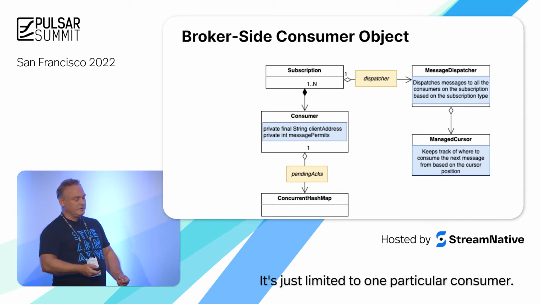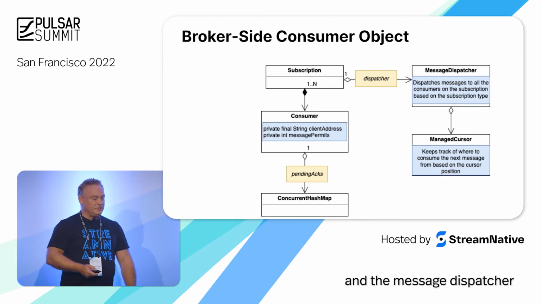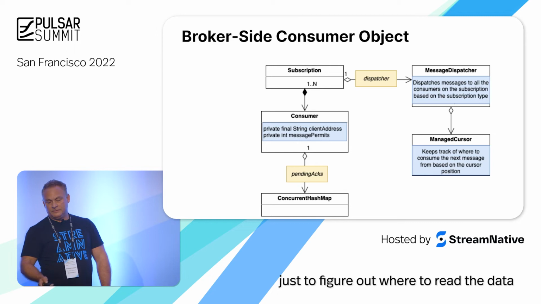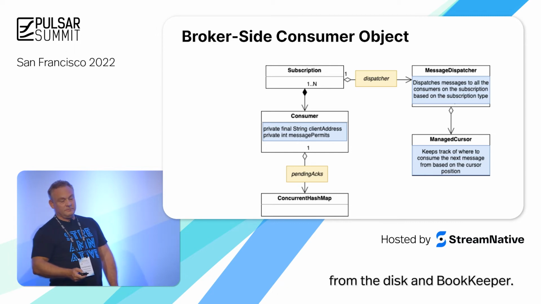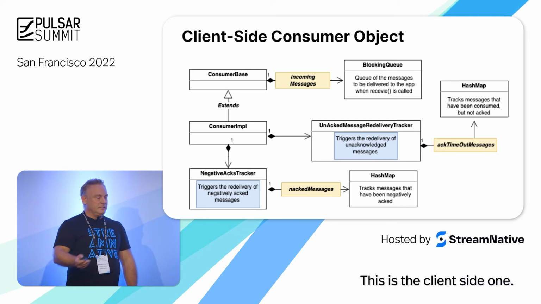It's just limited to one particular consumer. It also keeps a pending Acks hash map, and the message dispatcher ultimately interacts with the message cursor to figure out where to read the data from the disk in Bookkeeper. So that's how it accesses the managed cursor. This is the client side one.